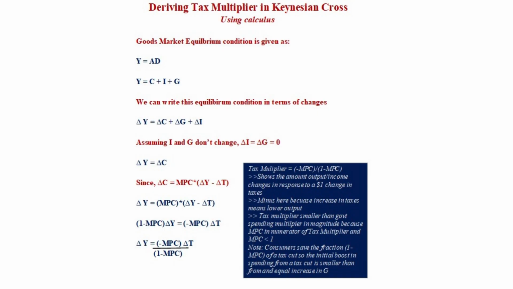Now the tax multiplier is smaller than the government spending multiplier, and we're talking about this in terms of magnitude. You know, the government spending multiplier was 1 by 1 minus MPC. So over here in the numerator, you have MPC, which is between 0 and 1. So in terms of magnitude, the tax multiplier is smaller than the government spending multiplier.